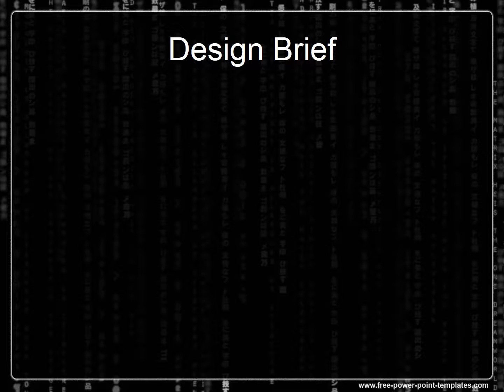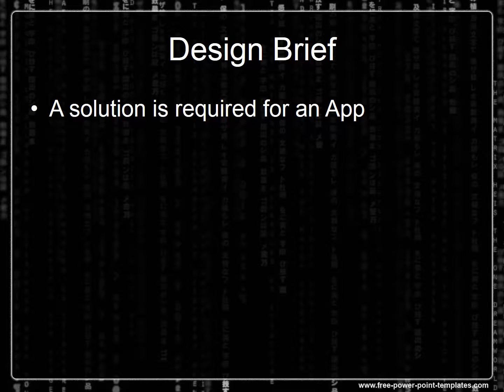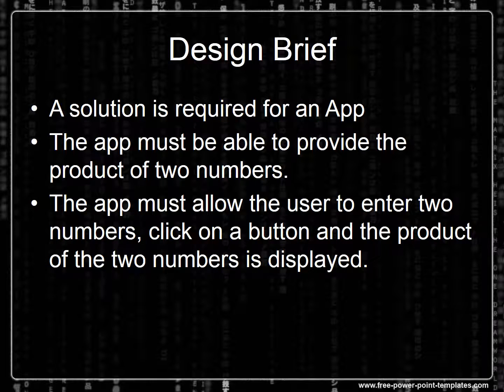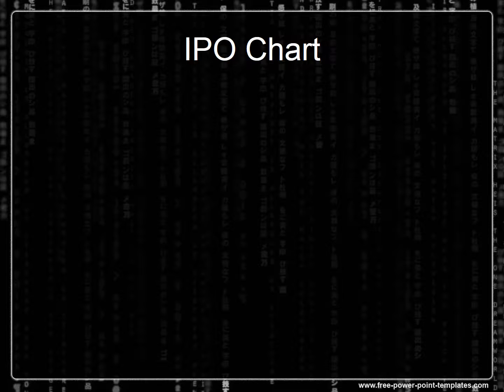What we're going to do is apply these to a particular design brief, and a solution is required for an app. The app needs to be able to provide the product of two numbers. So two numbers are input, and then the app calculates the product of the two numbers and displays it. So, that's what we just said. So let's look at the IPO chart.